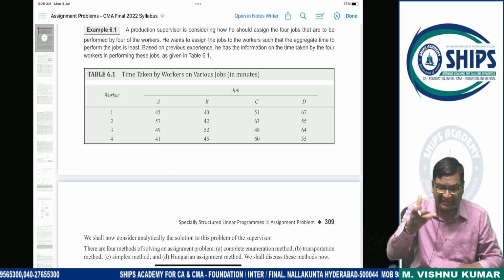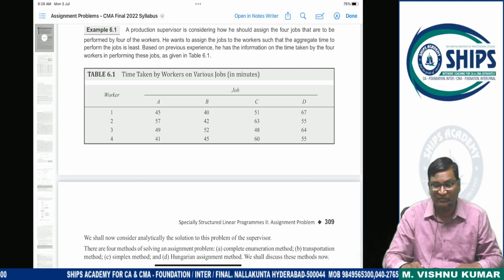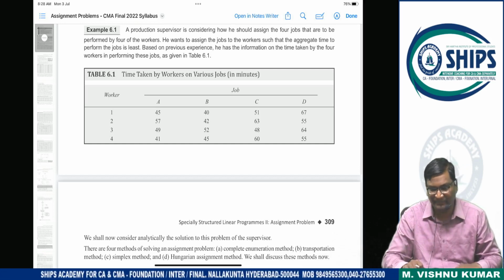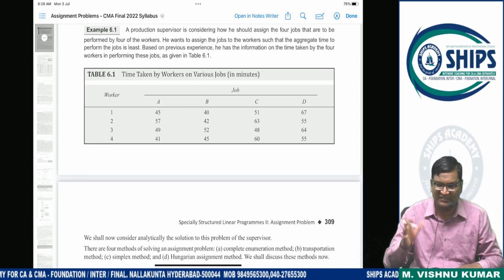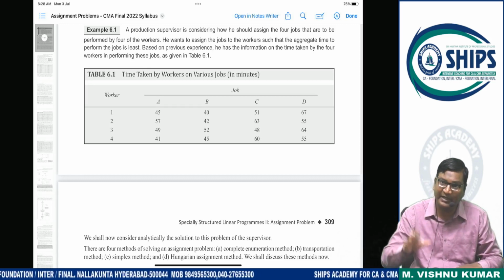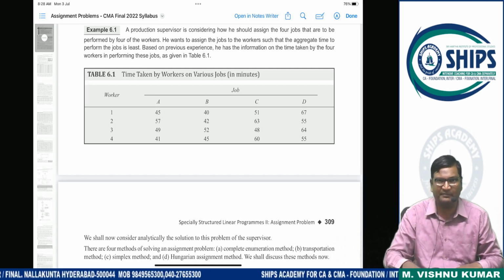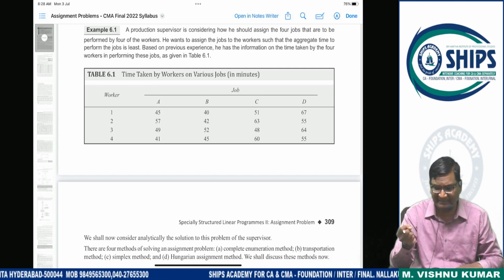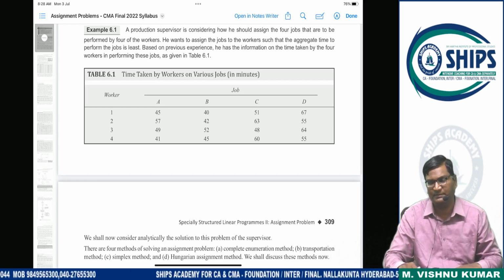One is enumerated method, or that is called as trial and error method. One is linear programming technique. Another is transportation technique. And last and final, assignment. First assignment technique is not developed. First linear programming developed. This assignment problem is also handled in linear programming. Thereafter, in some cases, assignment problems can be solved by transportation also.